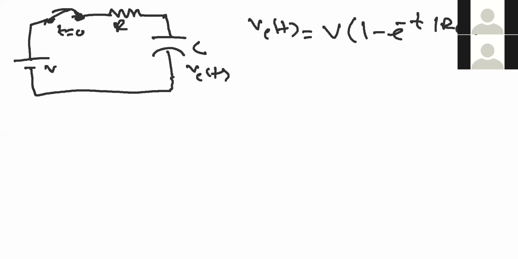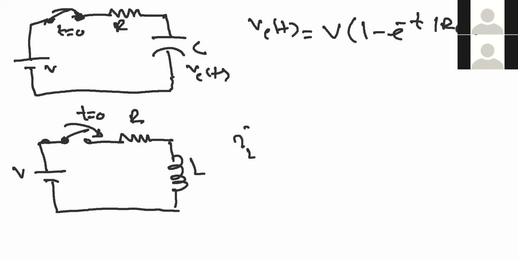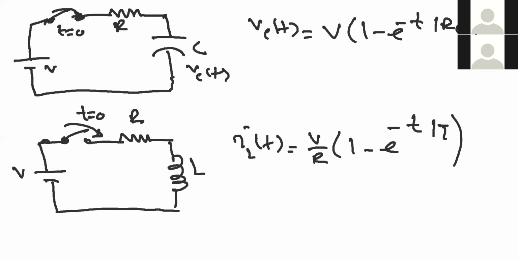Similarly, if you have an RL circuit where you have the inductor and the DC voltage source, this is the input voltage, this is the resistor, this is L. We said that the initial condition is equal to 0. So you can also say that i_L(t) will be equal to V by R times 1 minus e raised to power minus t divided by tau, as tau is equal to L by R, the time constant of the inductive circuit.